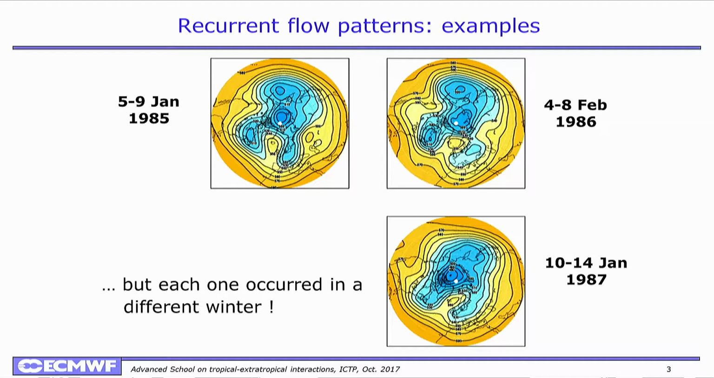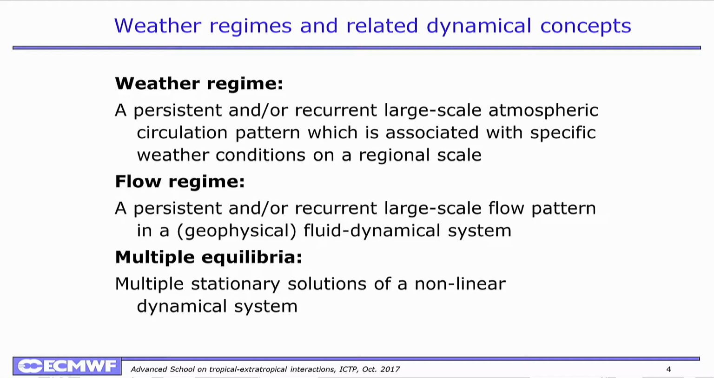A number of people have looked at these phenomena from an observational point of view, for example Namias for the Pacific anomalies, or Rex and Lejenas in Oakland, who looked at European blocking. They noticed this characteristic of some patterns to repeat themselves in time. And so in the late 70s and 80s, there were a series of papers about large-scale dynamics that tried to interpret and explain the recurrence and persistence of these patterns.